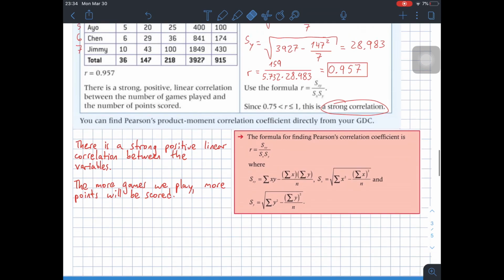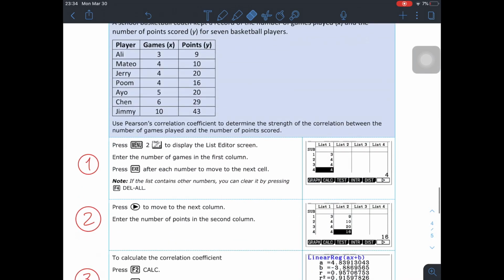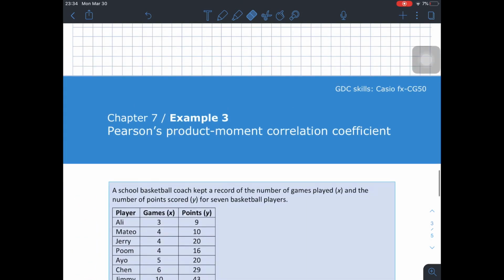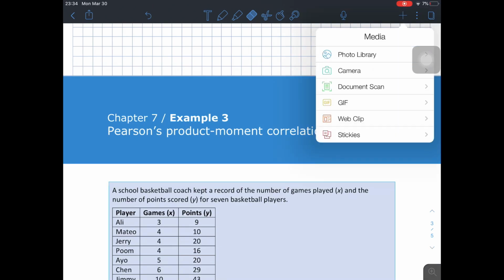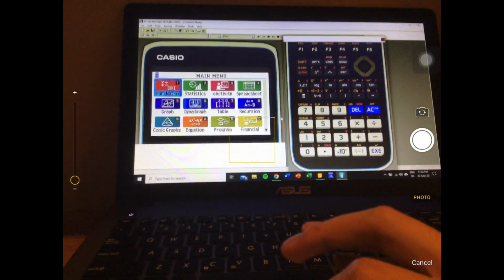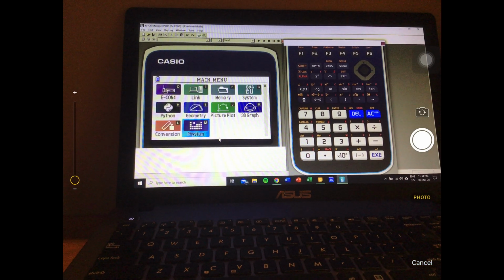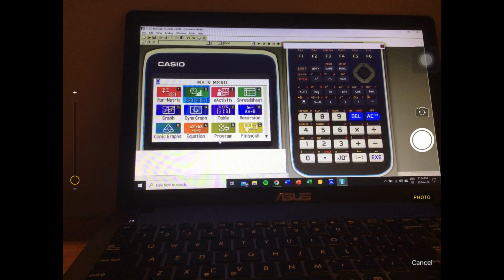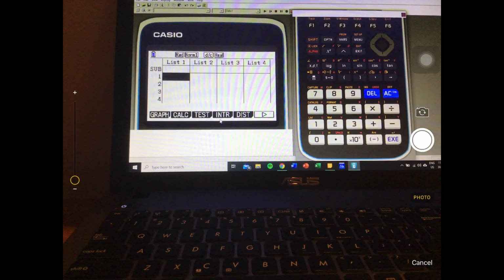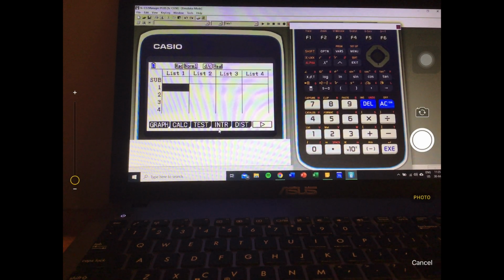Finally, I want to show you how to use your calculator in order to find the value of r. So I put the instructions here, but I think it's easier for you to understand how to do this if I show you using the calculator. If you go to your calculators, you would go to menu statistics, which is menu 2. And then I'm going to erase these numbers. We're going to plot into list 1 the x variables, and into list 2 the y variable.